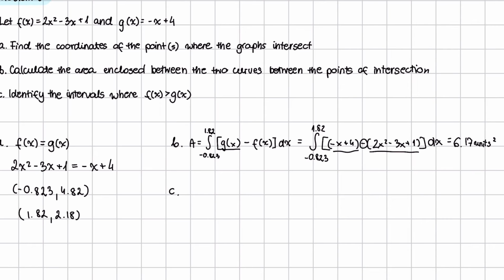And you can observe from your GDC that from minus infinity to our x point of intersection, -0.823, our parabola is greater than our straight line, and also from our point of intersection x, so 1.82, to infinity. So this is our answer, where f(x) is greater than g(x).